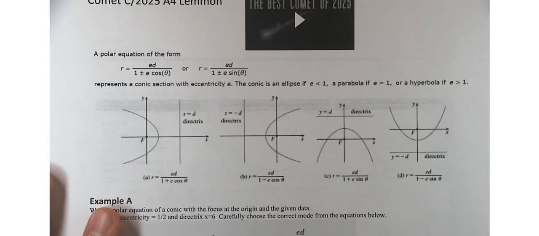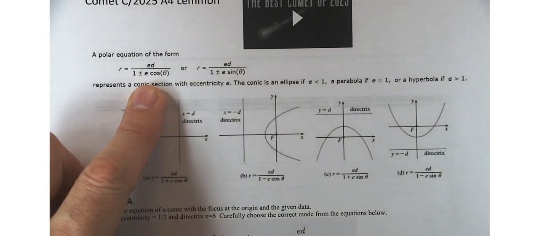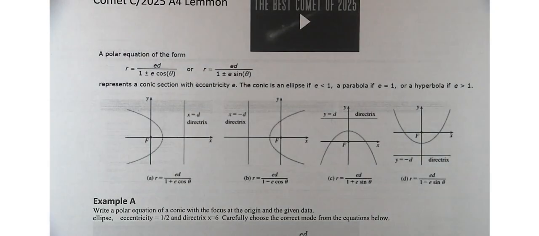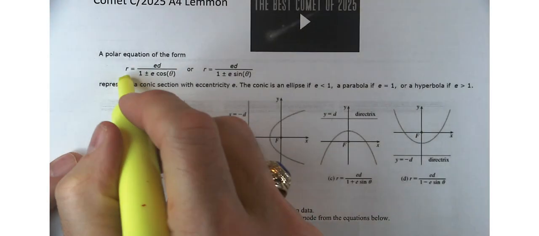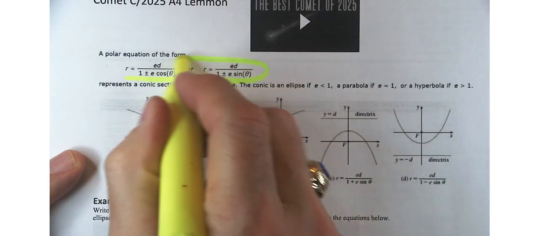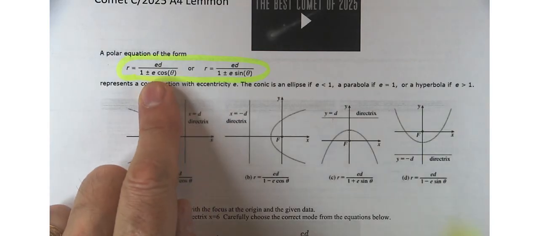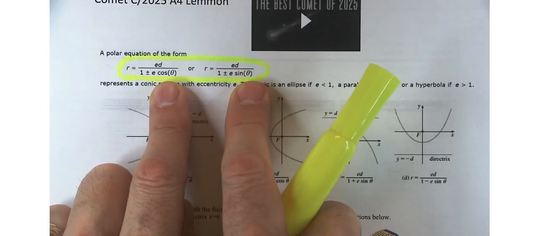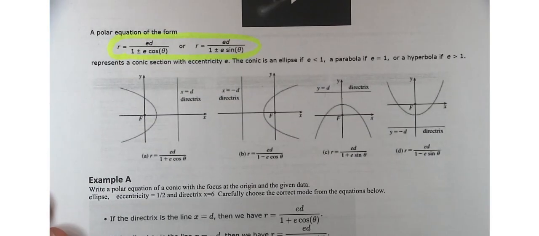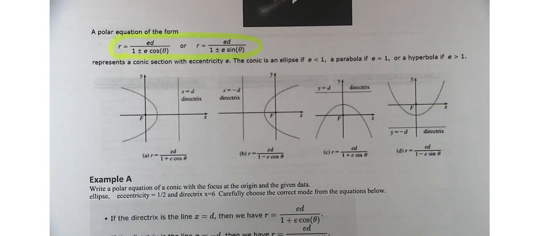But those intersections in polar all have one of 2 forms. Well, a total of one of 4 forms, really. And those forms are going to be like this. Now, depending on your choice of the plus or minus, or your choice of the sine or cosine, you're going to get different functions.